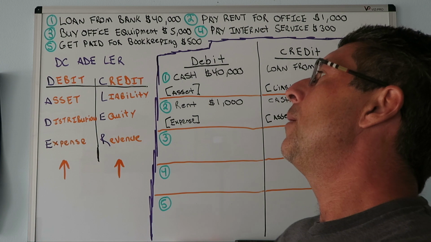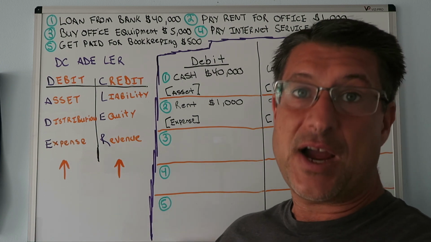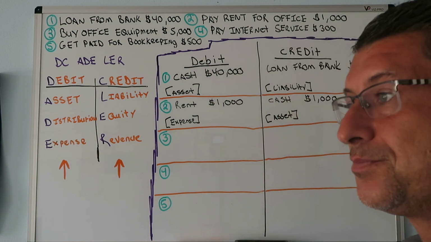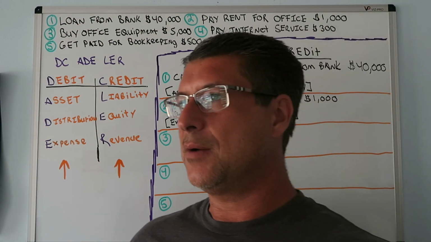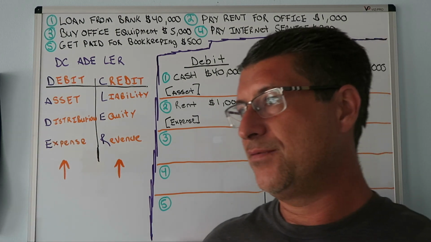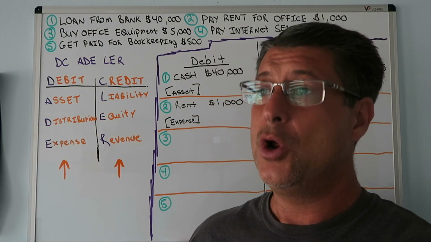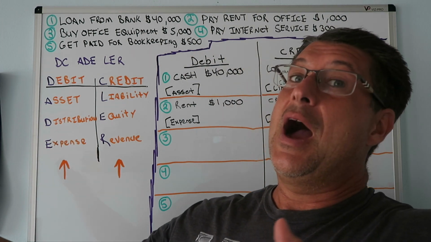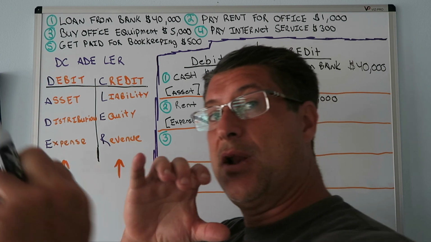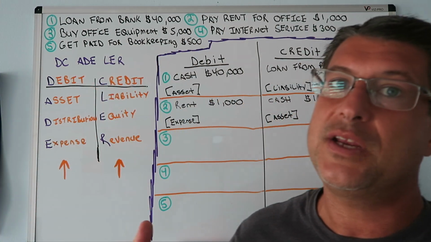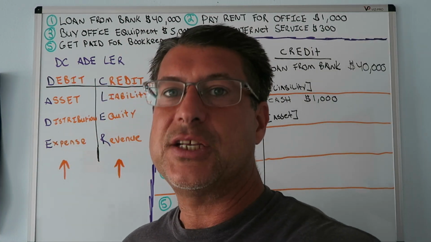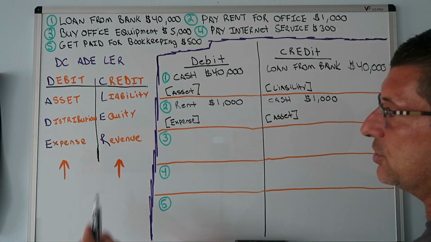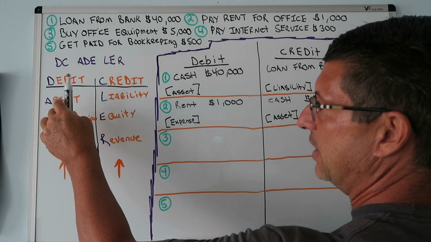Number 3, buy office equipment for $5,000. We're going to buy office equipment for $5,000. If we're buying something, do we have money involved in this? Yes, we do. We're buying something for $5,000. So I'm getting the office equipment, we have money leaving. If we have money leaving, we know cash is an asset. If cash or an asset is increasing, we debit it.